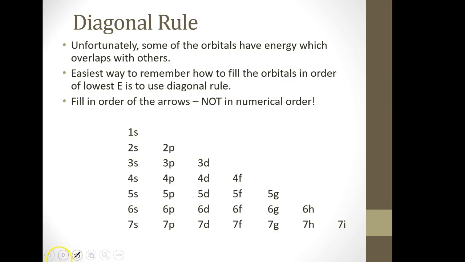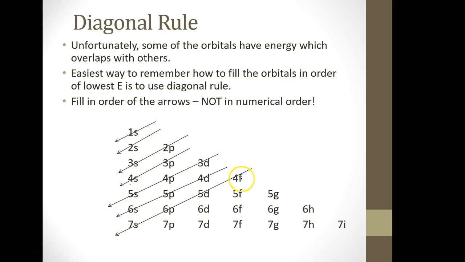So you're going to fill in the order of the arrows. It looks like this. 1S first, then the 2S, then the 2P, followed by the 3S, then the 3P, and so far it's numerical order, so that's cool. But then you go to the 4S, because the 4S is actually lower in energy than the 3D. After the 3D is the 4P, then the 5S. Again, the 5S is lower in energy than the 4D. So then the 4D, 5P, 6S, then the 4F.